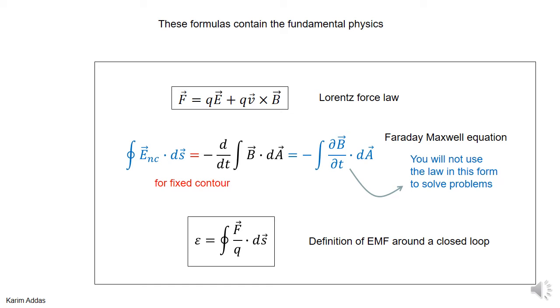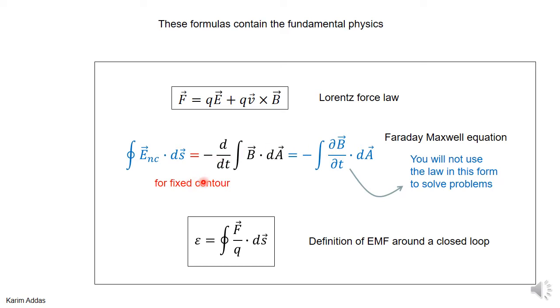So to summarize again the whole chapter, the equations on this page are the equations that are always correct. The Lorentz force is QE plus QV cross B. This is always correct. The integration of E dot ds is minus d by dt of the magnetic flux for a fixed contour. This is the case for a fixed contour only, and you can bring the derivative into the integration on the magnetic field only if the contour is fixed.